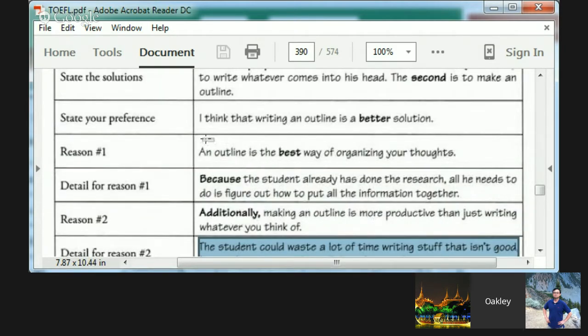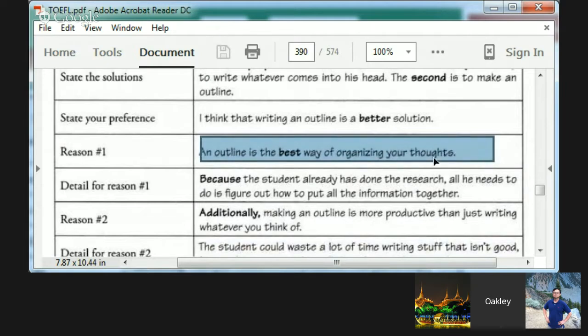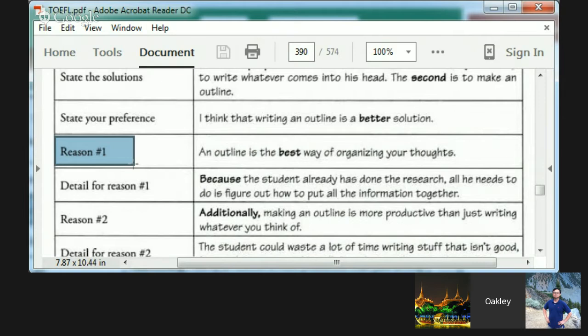Also, an outline is the best way of organizing your thoughts. Well, okay, that is really just a ho-hum, boring, stupid reason. Well, the truth is you don't need to have a brilliant reason to have a brilliant answer. In fact, your reasons may be stupid, but it really doesn't matter. The fact is, are you answering the question? That and how is your speech? That's the point of this exam, not to have a good answer. That's really not the point.